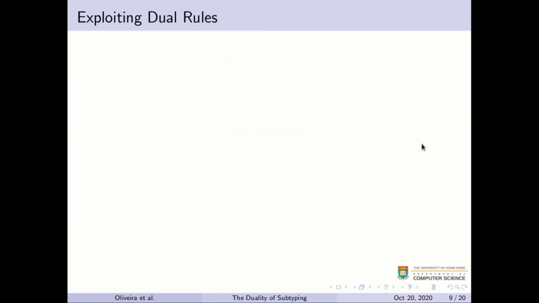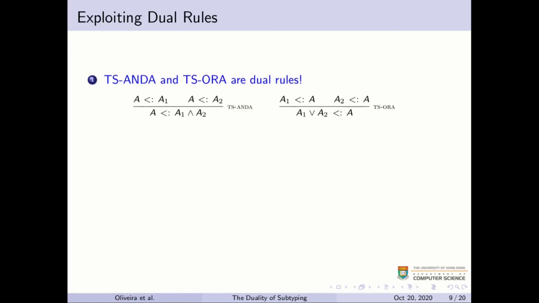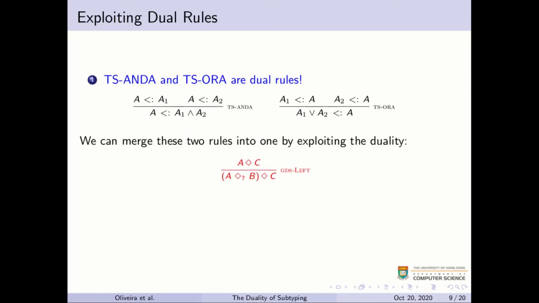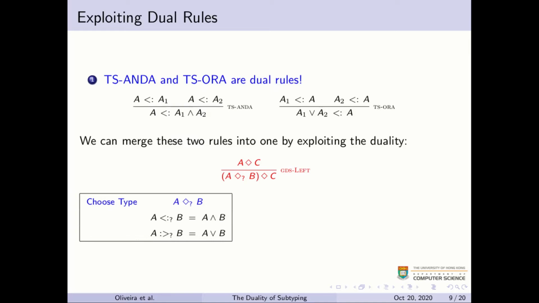This technique could be further exploited on the more complex subtyping rules, such as the subtyping rules for the intersections and the unions. TS and A and TS or A are both dual rules, and we can merge them together by exploiting the duality into GDS left. Again, we have another operation, that is choose type. It gives us either the intersection type or the union type depending upon the specific value of the mode, and we can re-engineer TS and A and TS or A from the GDS left.